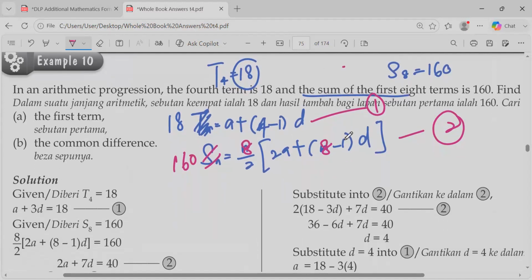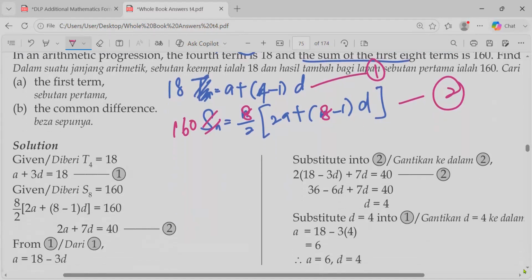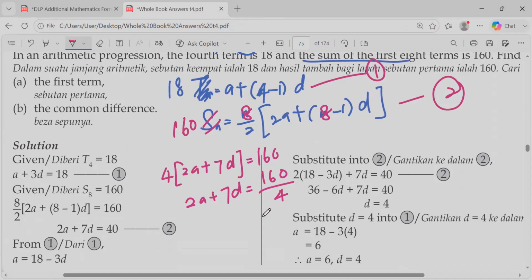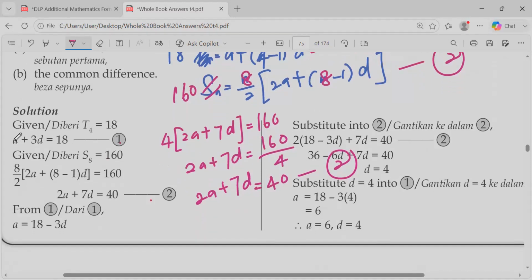When we've got two equations, we need to do simultaneous equations or linear equations. Try to solve it. So try to expand it, and then we get 18 equal to A plus 3D here, the first one. The second one, try to solve it. We get 4, and then this is a bracket. So we have to divide both sides by 4. And then we get 40. And then this is the second equation. First equation, second equation. So try to find out.